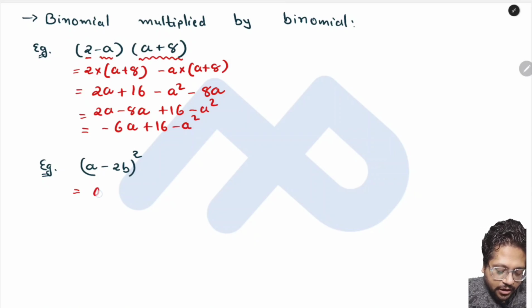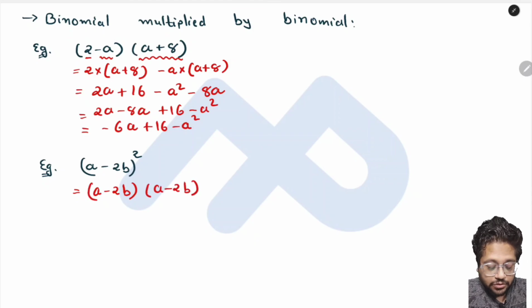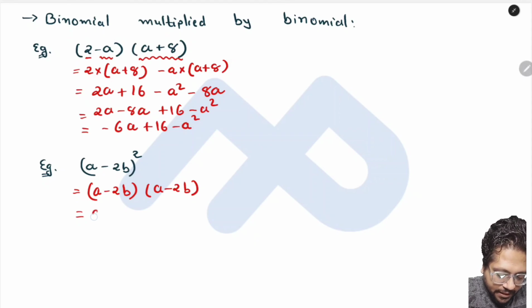What I'll do, I'll replace this with two binomials, a minus 2b multiplied by a minus 2b, which is eventually a minus 2b whole square only. So it's basically like 5 multiplied by 5 is 5 square. So a minus 2b multiplied by a minus 2b, that is a minus 2b whole square. Now with the same method, I'll multiply this a with the whole bracket a minus 2b, and this minus 2b multiplied with the whole bracket a minus 2b.